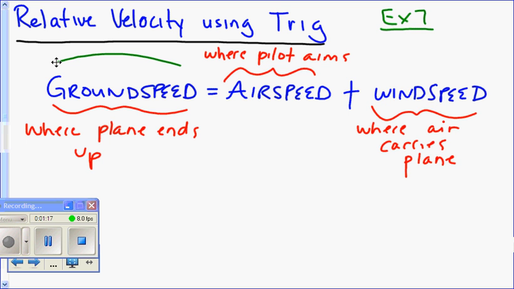In this question, we are looking for what we call airspeed, which is where the pilot has to aim in order to meet their schedule due to a given wind speed, average wind speed.